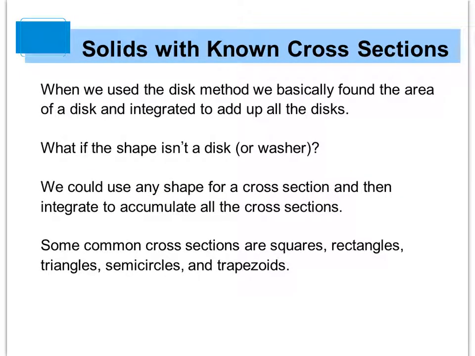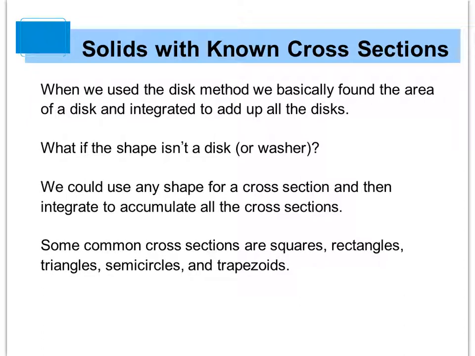When we use the disk method, we found the area of one disk, really of one circle, or the volume of a cylinder, really, and we added up all of those disks. So we took these disks and we made them really, really skinny so that they were almost two-dimensional, found their volumes or areas, really, and added them all up.